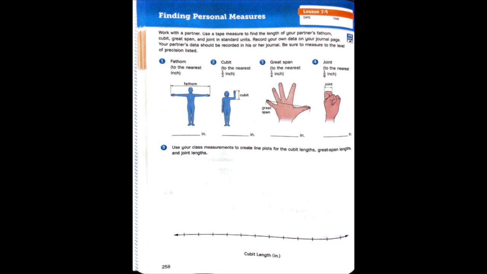So I have listed out the fathom, the cubit, the great span, and the joint. What I'd like for you to do is consider precision, how exact your measurement will be. And I've gone through what we're going to be using. So for the fathom, we're going to go to the nearest inch. For the cubit, we're going to go to the nearest half inch. Great span, quarter of an inch. Joint, eighth of an inch.